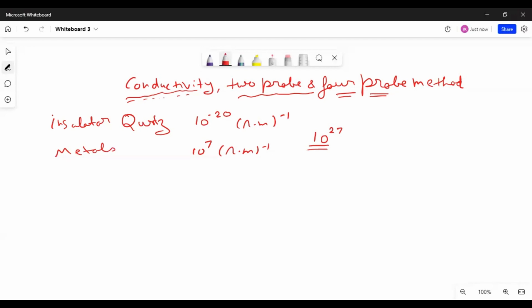Now, for introduction, we know the very basic Ohm's law. We apply current, it has a resistance, because of which there is a voltage drop across it.